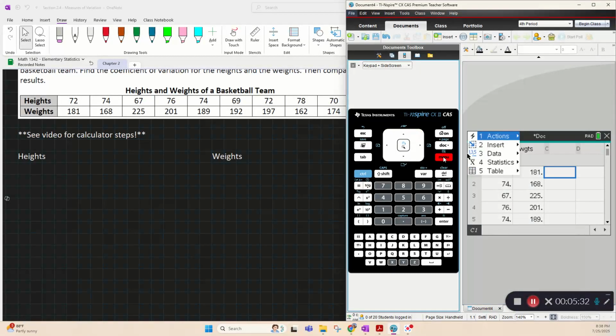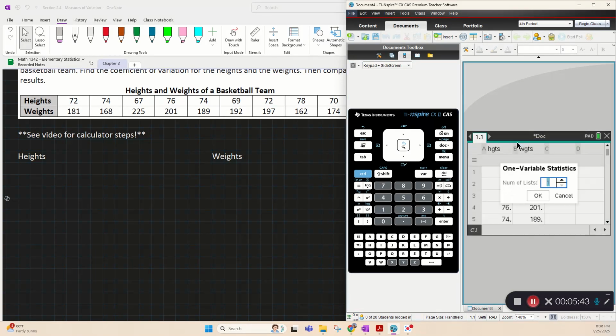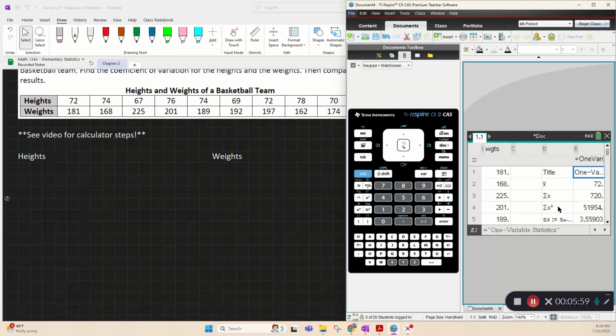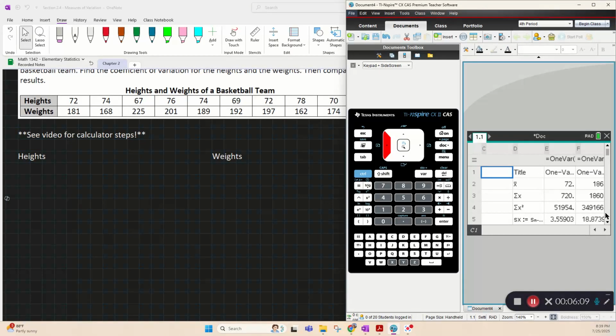To do that, I'm going to hit Menu, Statistics, Stat Calculations, and then one variable stats. I wonder what happens if I put a 2 here. We're going to experiment. Heights, weights, sure, column D. Let's see if it does them for both? Oh, that's cool.